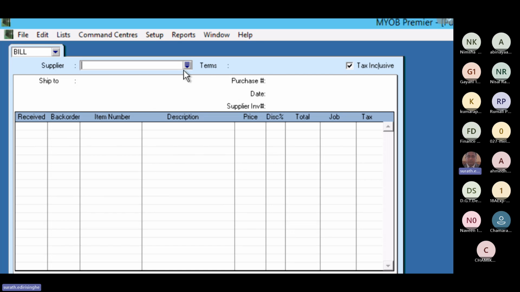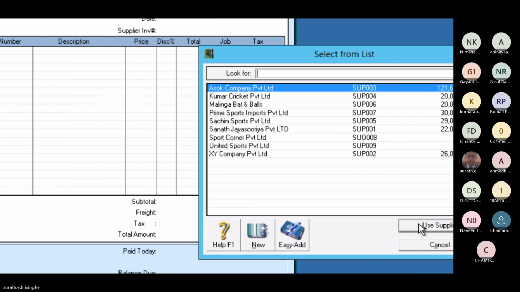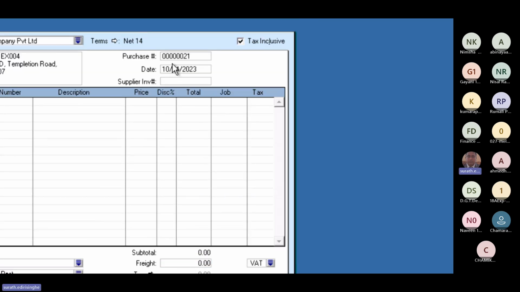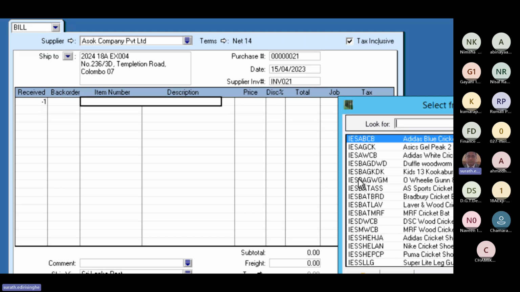Supplier Ashok, date doesn't matter, 15th April. INV 021, fresh invoice. Right. Then tell me the other two items, the other bag items. Now I return minus one quantity. Select the next bag item.